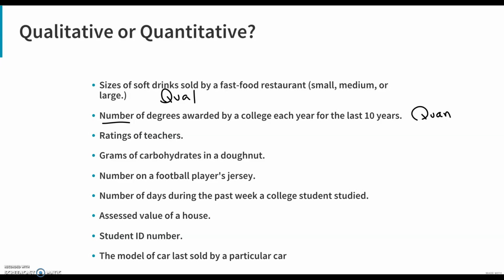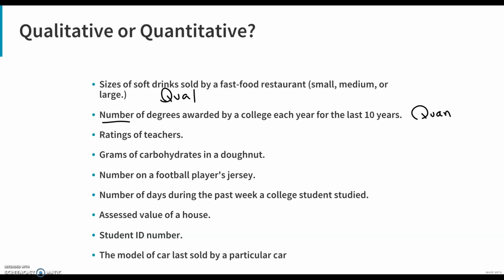Ratings of teachers. So think of it as it's usually good, okay, or bad. Or it could be like 1 star, 2 star, 3 star, 4 star, or 5 star. Those are still, you're putting that teacher in a type of category. So this would have to be qualitative.